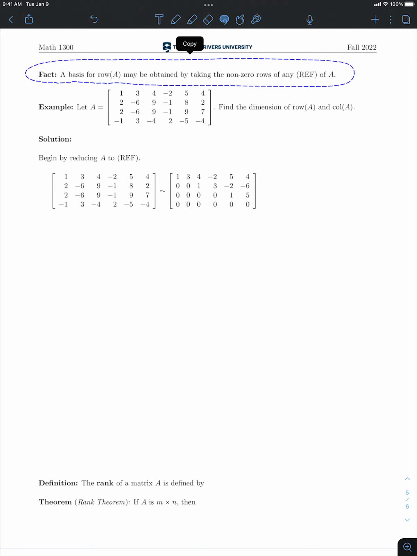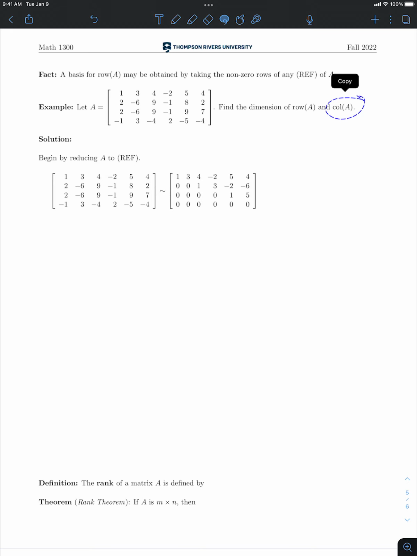So let's look at an example here. In this example, we're asked to find the dimension of, first of all, the row space and of the column space, in regards to this particular matrix. So you've got a 4x6 matrix. Okay, well, let's start with the column space before we get carried away here. Do you remember how to find a basis for the column space of a matrix? You just want to take the pivot columns, right?